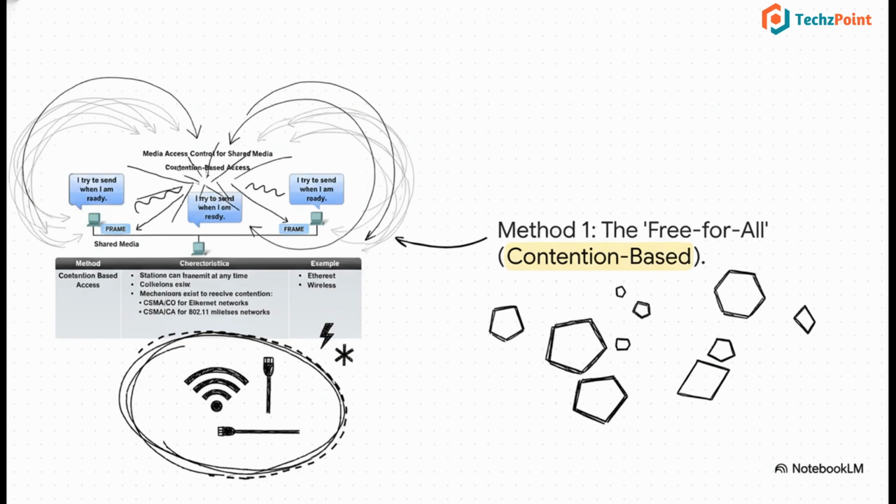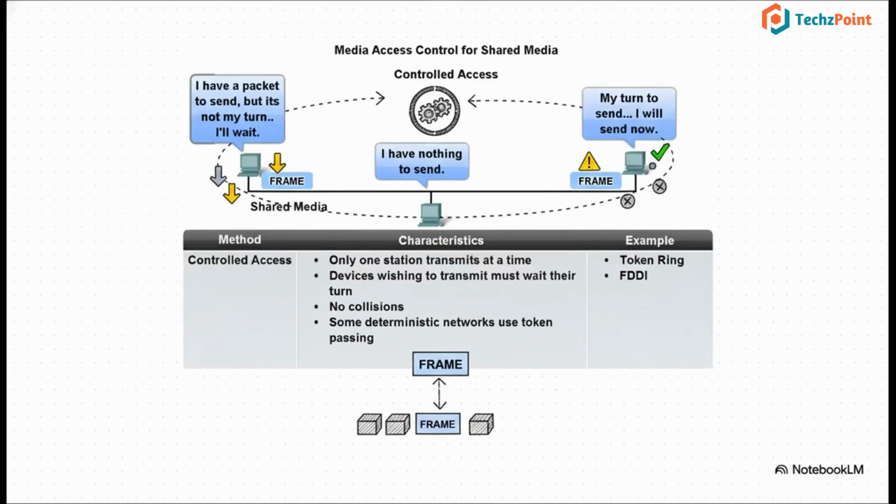First up is the free-for-all, which is officially called contention-based access. In this world, devices basically say, you know what, I'll just try to send when I'm ready. It's really fast when traffic is light, but since anyone can try to talk at any time, collisions can and definitely do happen. This is the system that your Wi-Fi and your standard Ethernet networks use, mainly because it's super flexible and makes it easy for new devices to just jump into the conversation without needing permission.